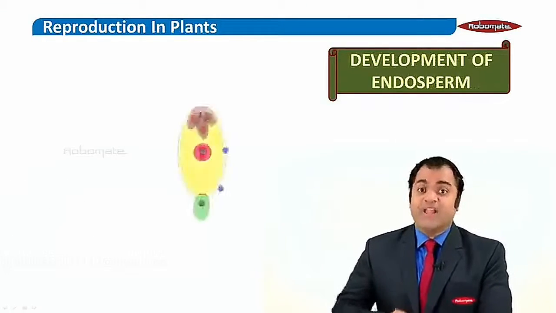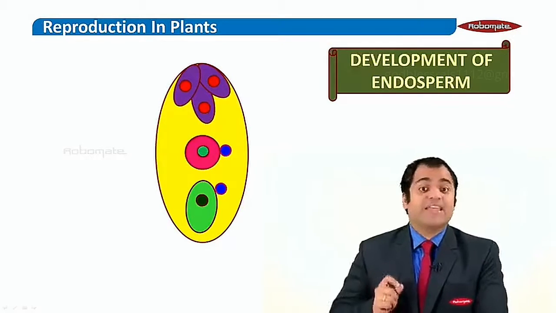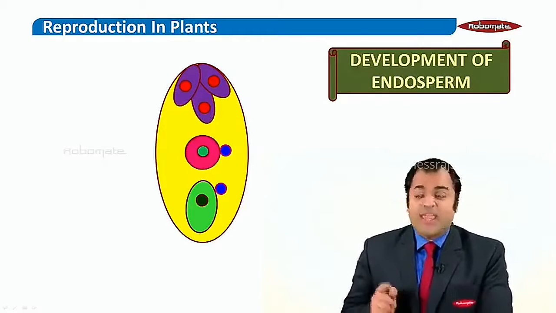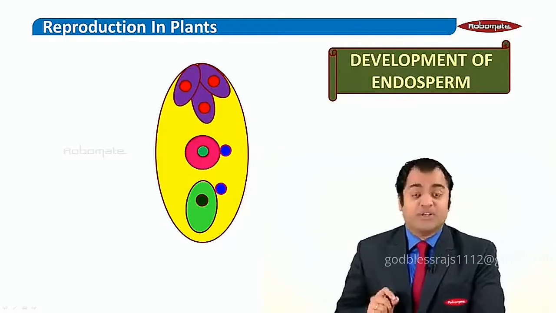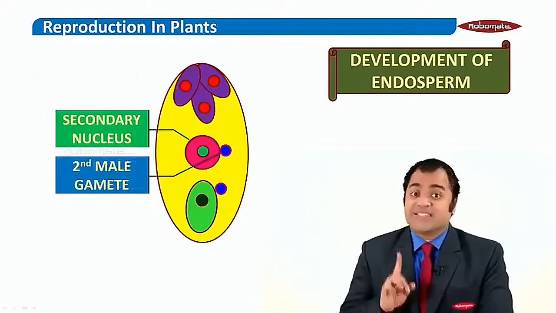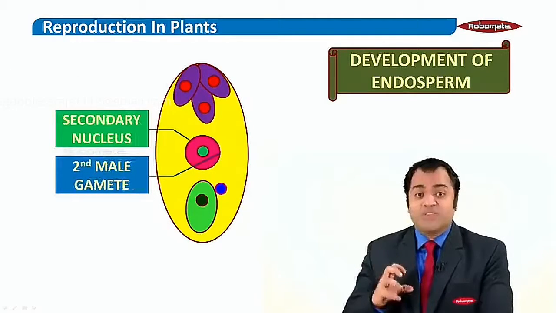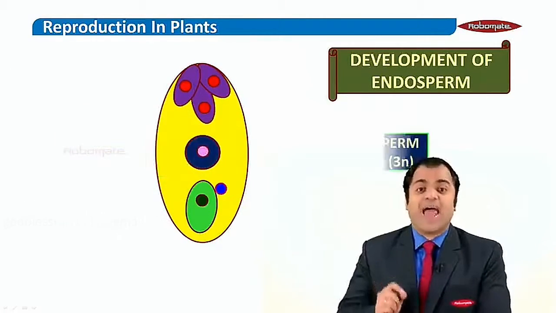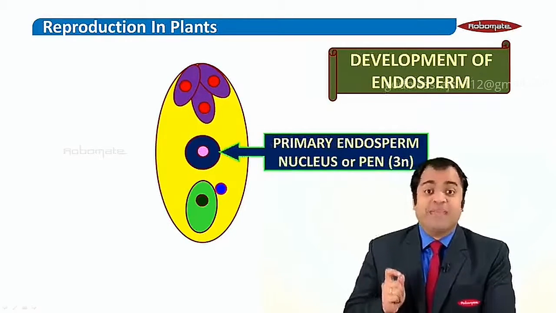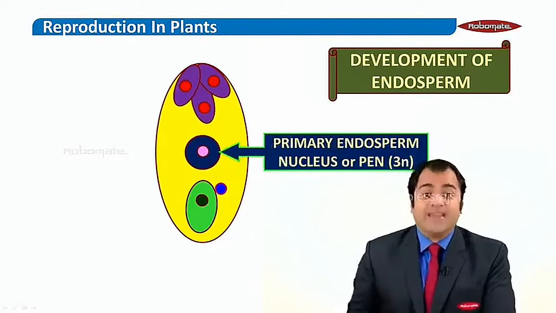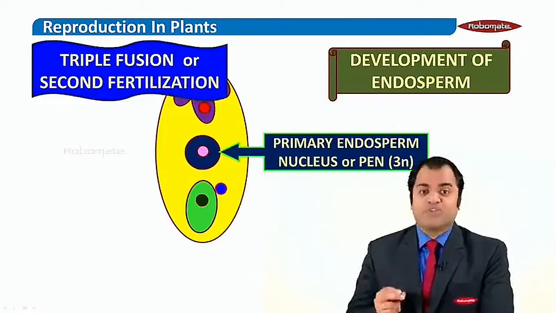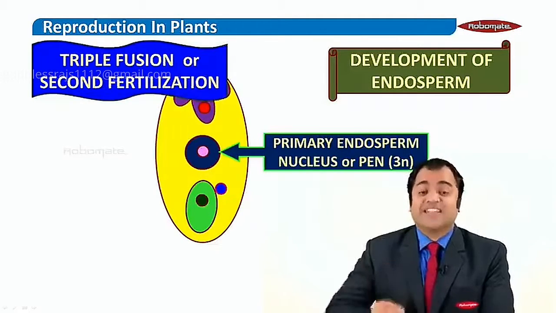Now remember, the endosperm will be formed by a cell called the primary endosperm nucleus. And how was that formed? If you remember this picture from the last module, you must know that there is a second male gamete which fuses with the secondary nucleus, and when they fuse, their fusion product is called the primary endosperm nucleus. Remember, it is also called PEN and it is triploid in nature. And this fusion is also called triple fusion, or second fertilization.